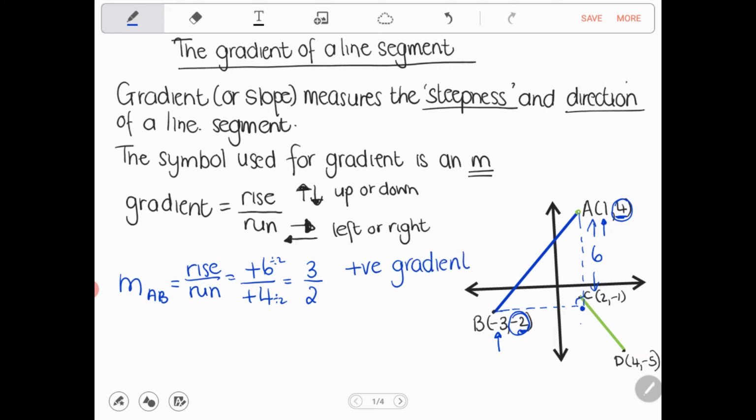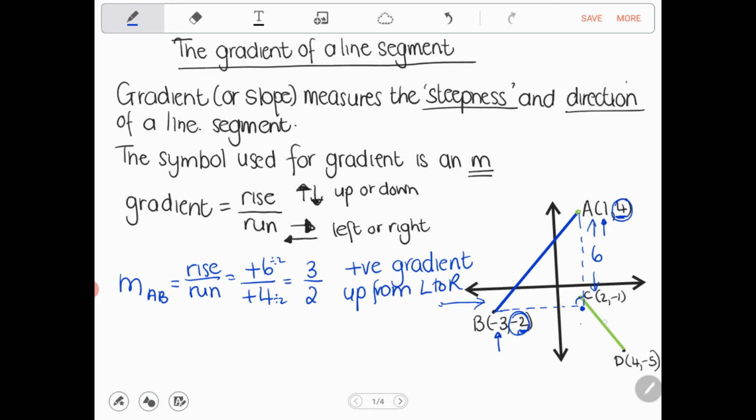And if you can look at the blue line goes up from left to right. So when you're looking from left to right, that's going that way, left to right. Okay, the B is lower than the A, so your line has gone up from left to right. So a positive gradient goes up from left to right.